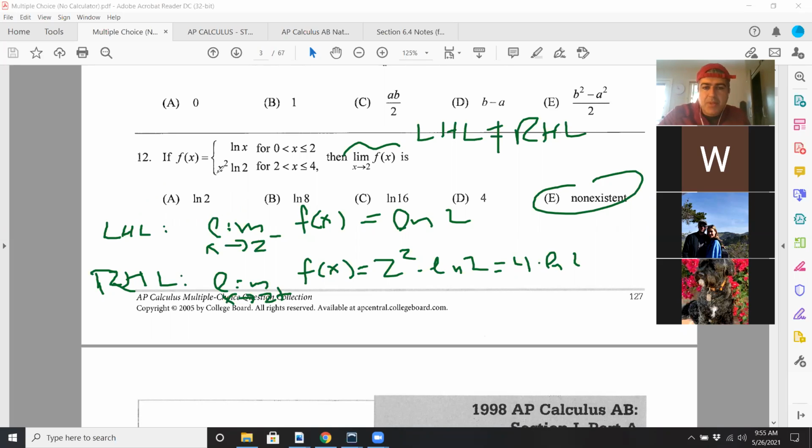The quick and easy way is just plug 2 into both expressions, because 2 is the boundary for the conditions of the piecewise function. And they're totally different. So that's what's going on with that one.